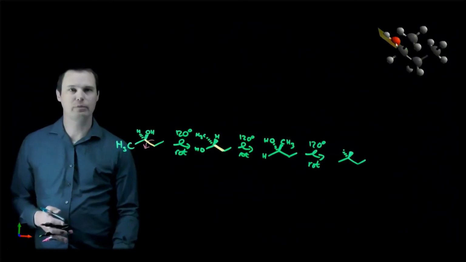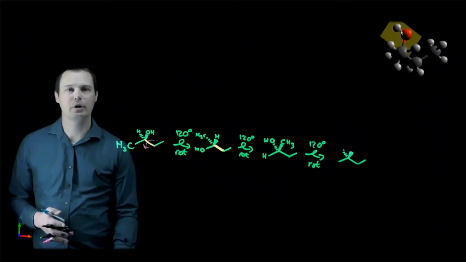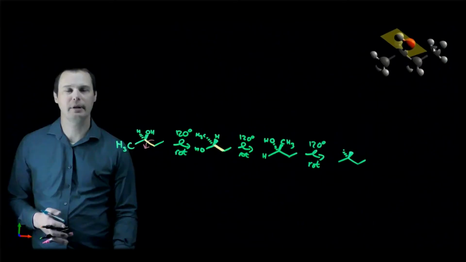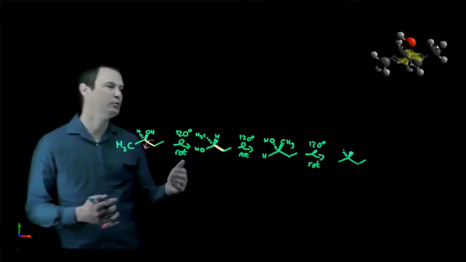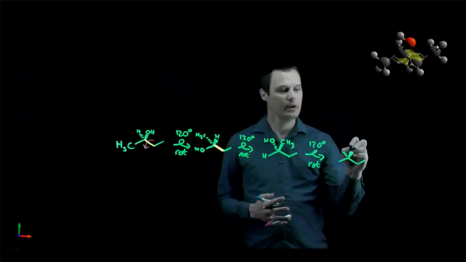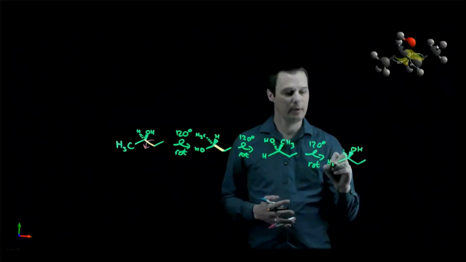If I grab the OH group, I can rotate it back into position on the wedge bond. That puts the CH3 group back in the plane and the hydrogen back on the dash on the backside of the molecule. This will complete the 360 degree rotation, bring us back to the original molecule.